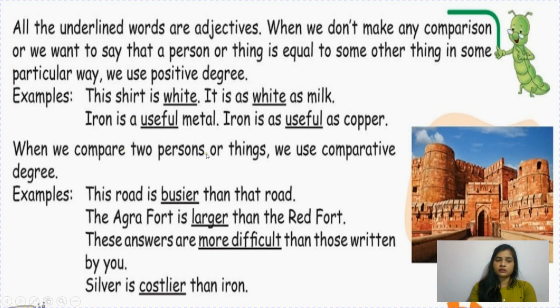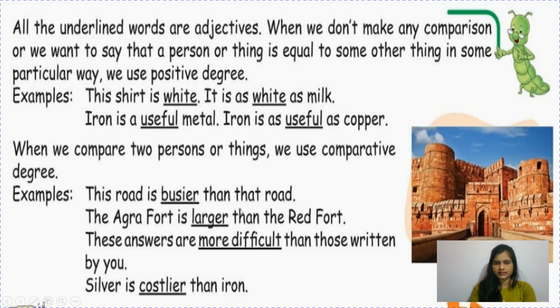When we compare two persons or things, we use the comparative degree. Examples: this road is busier than that road. Children, here we are talking about two roads we are comparing. So we have written here busier. The Agra Fort is larger than the Red Fort. These answers are more difficult than those written by you. Silver is costlier than iron. Children, we have used here the comparative degree. Why? Because we are comparing two things here.